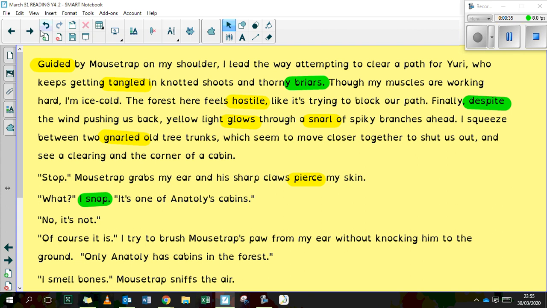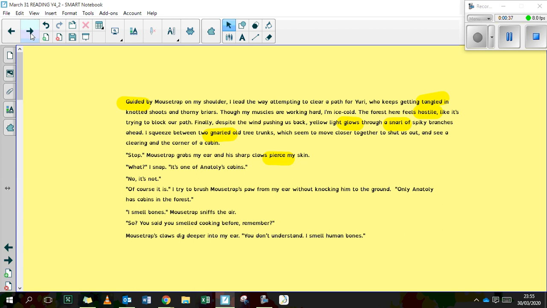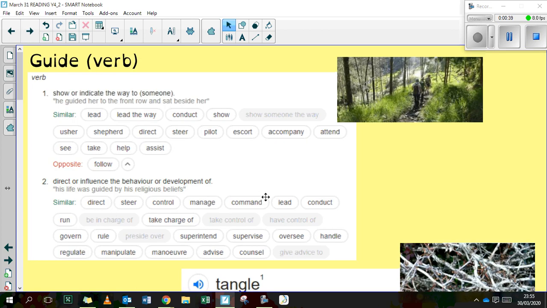Well, let's have a look at the word guided. So here, to guide is a verb, so it's telling us an action, something that's happening. So guiding somebody shows or indicates the way to someone. So it's leading the way, showing the way, steering the way. The opposite to that is following. So if you follow, you're not guiding, you're following the guide.